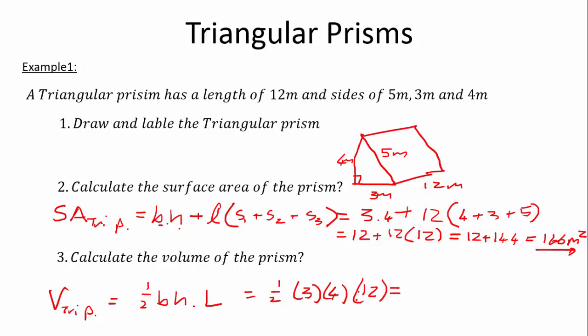What is 3 times 4? That's 12. So let's multiply these two together and then take a half of 12. 3 times 4 is 12, a half of 12 is 6, multiplied by 12. What is 6 multiplied by 12? That is 60 plus 6 times 2, which is 12. So 60 plus 12 is 72. Is that finished? No, meters cubed. And that is the volume of our prism.